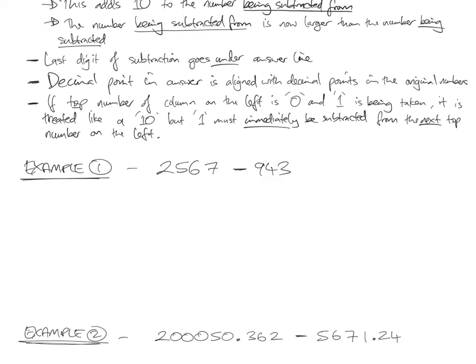Now, this is the other trick here with the remainder-style thing we need to deal with. If the top number of the column on the left is 0, so we were talking about how before, if the number you're trying to take away is too big for the number that you're trying to take it away from, you get 10 from the next column over. But what if the number in the next column over on the top is a 0, and you're trying to take 1 from it? Well, at that point you treat it like a 10, but you must immediately take 1 from the next top number on the left again. So you need to skip over another column to take away 1 from that.